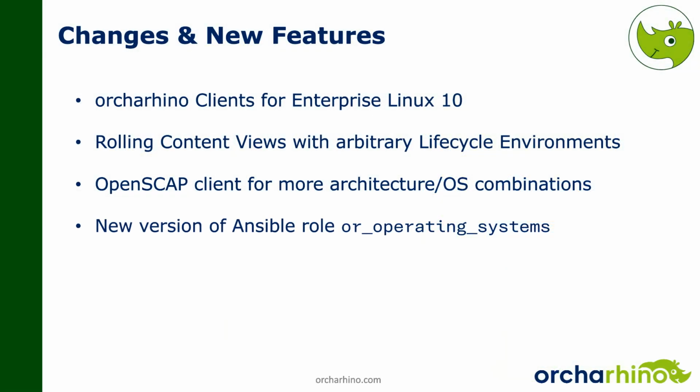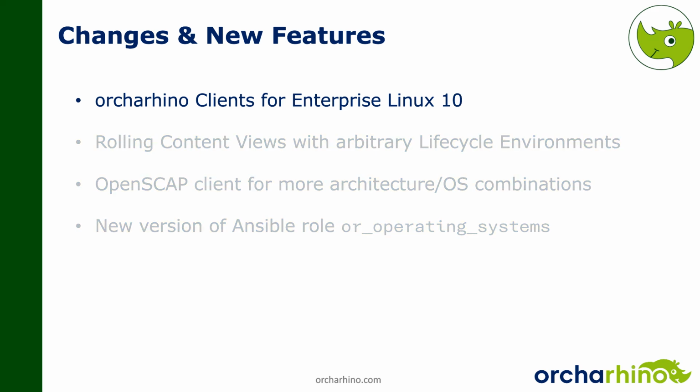Here is an overview of the topics which are covered in this video. Orcharhino clients are now available on Enterprise Linux 10. Rolling content views can now be assigned to Lifecycle Environments, giving you more control over your content. OpenSCAP client packages are now also generally available on PowerPC and ARM. We also made some improvements to the Ansible role for operating systems. Feel free to jump to the corresponding chapter of this video in case you're only interested in a particular feature. We newly added chapter marks for that purpose.